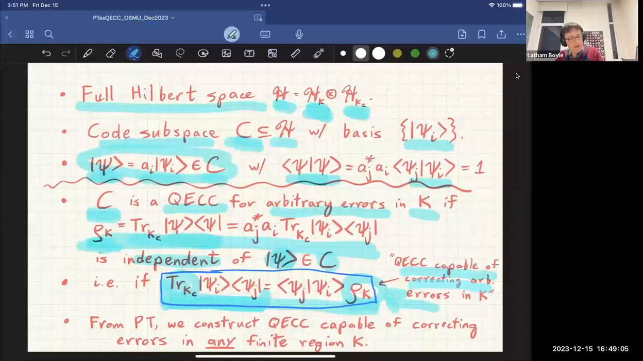And what I'm going to show on the next slide is that the Penrose tiling naturally gives such a code, a quantum error correcting code capable of correcting errors in any finite region K. So how does that work?